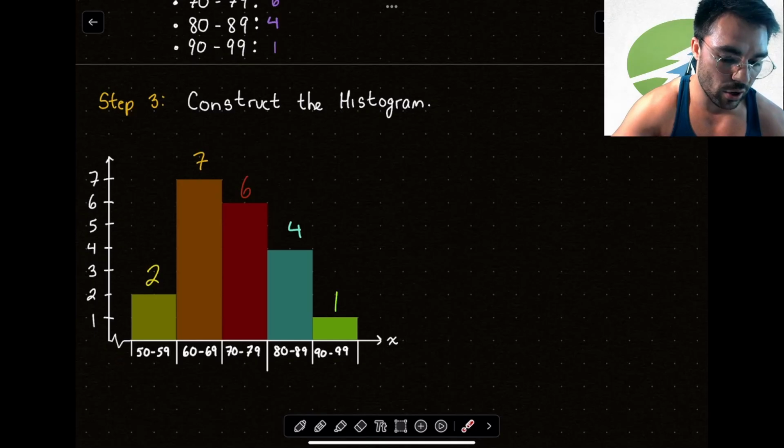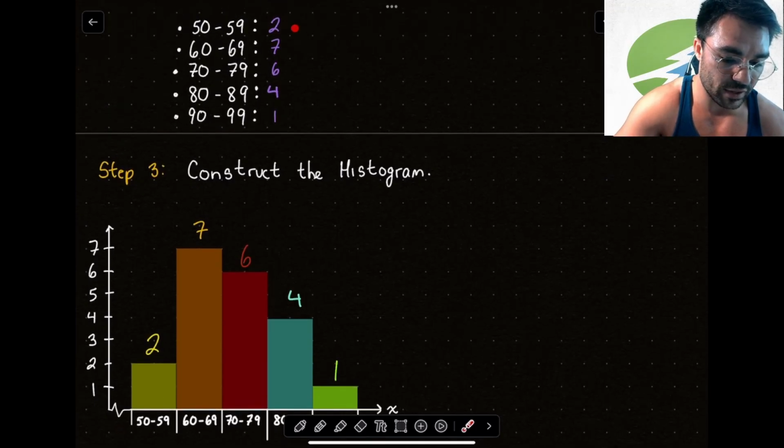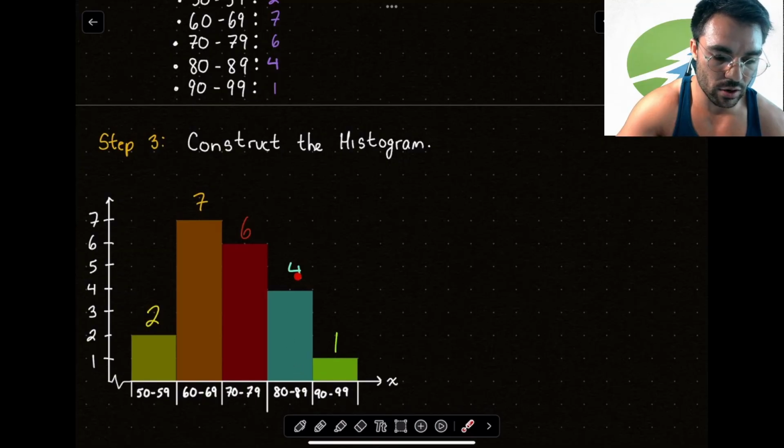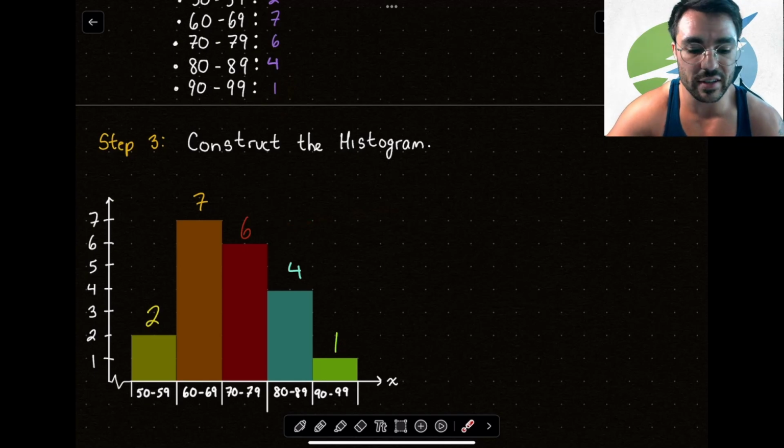Okay. So our frequency for 50 to 59 is 2. Bar graph goes up to 2. For 60 to 69 is 7, goes up to 7. 70 to 79 is 6, goes up to 6. 80 to 89 is 4, goes up to 4. And 90 to 99, we only had one value, goes up to 1. And this is it. This is as simple as it is. This is how we create a histogram.